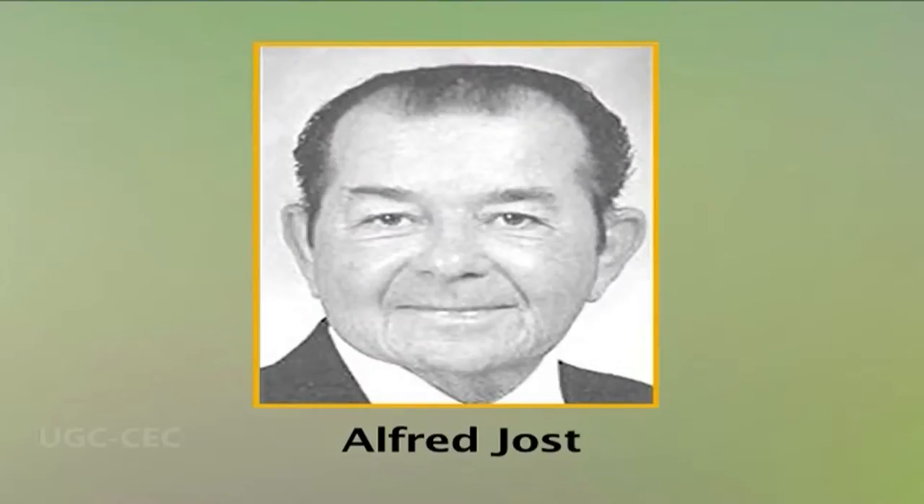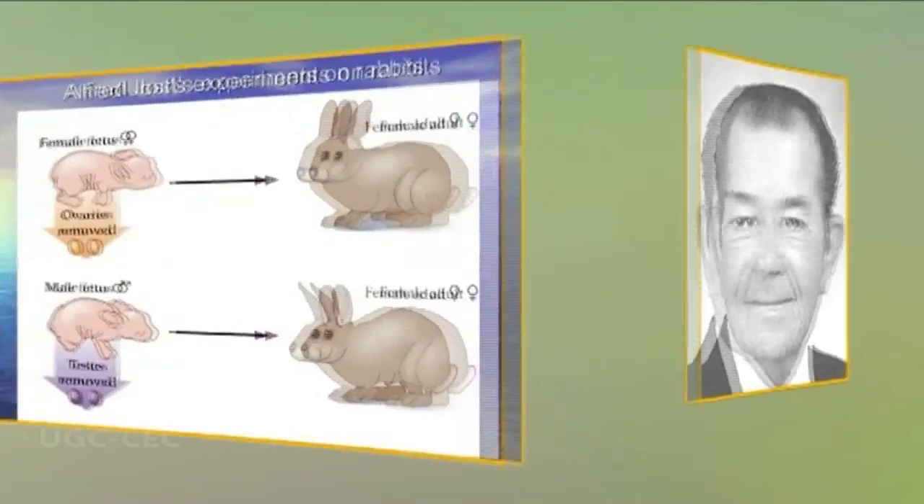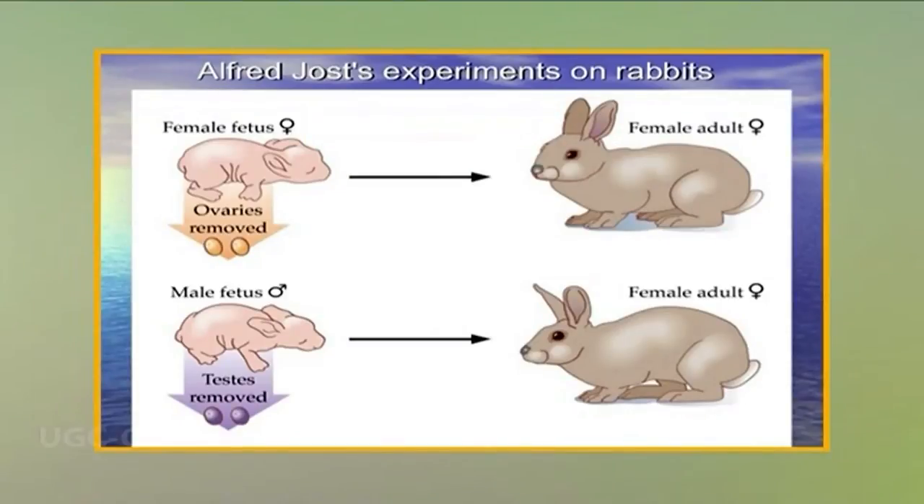When Jost in 1953 removed fetal rabbit gonads before they had differentiated, the resulting rabbits had a female phenotype regardless of whether they were XX or XY. They each had oviducts, a uterus, and a vagina, and each lacked a penis and male accessory structures. If the Y chromosome is absent, the gonadal primordia develop into ovaries.